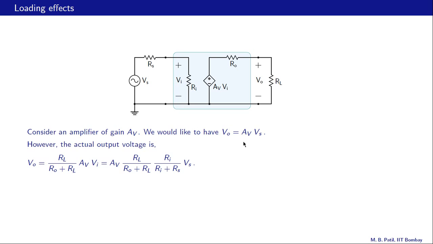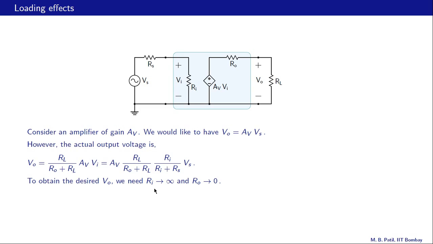This reduction in gain from AV to this number is referred to as the loading effects. It represents the loading of the amplifier by the load resistor RL and also loading of the voltage source by the amplifier, that is, this input resistance of the amplifier. Is there a way to minimize or eliminate these loading effects? Let us see.